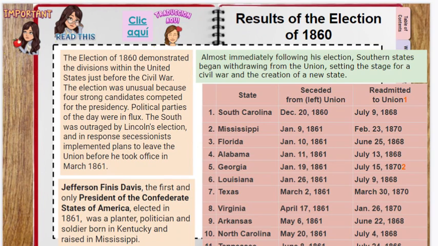Before he is inaugurated, Mississippi, Florida, Alabama, Georgia, and Louisiana will also leave the Union. After he is inaugurated, the remainder of the southern states will secede, forming the Confederate States of America, electing Jefferson Davis as their own president, and the Civil War will begin in April of 1861. So very quickly, Lincoln's election is the catalyst point that the southern states use as the moment where they are going to leave the Union.